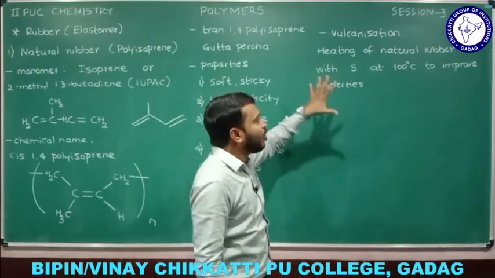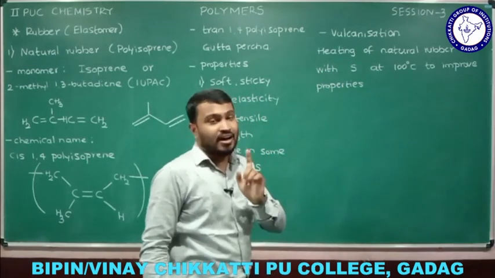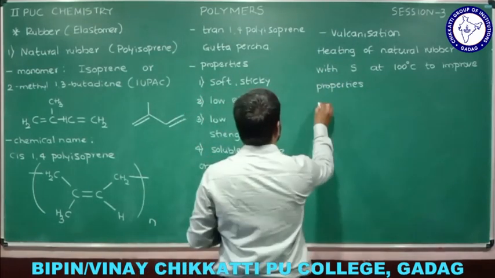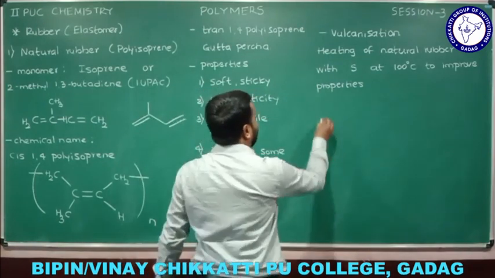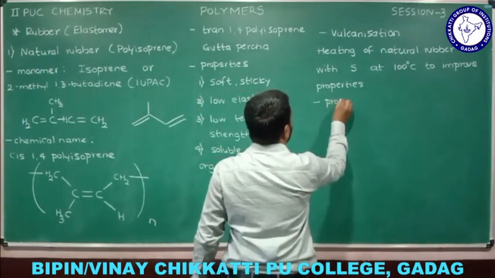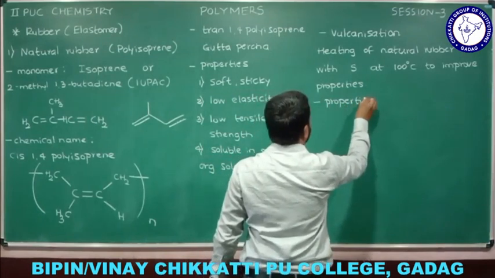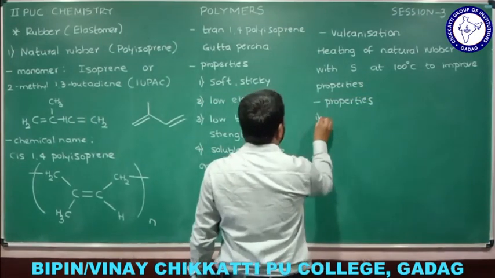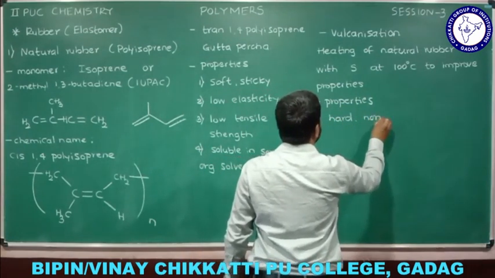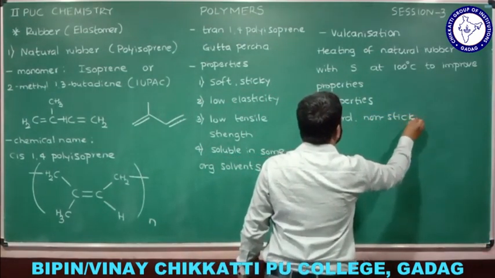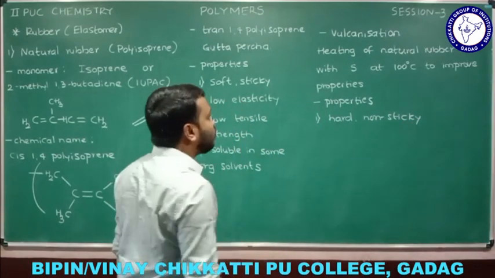And what are the properties of vulcanized rubber then? The properties are exactly opposite here. If you want me to write the properties, here I am going to write the properties of vulcanized rubber. They are hard, and they are non-sticky. Just see, that is exactly opposite of the natural rubber.